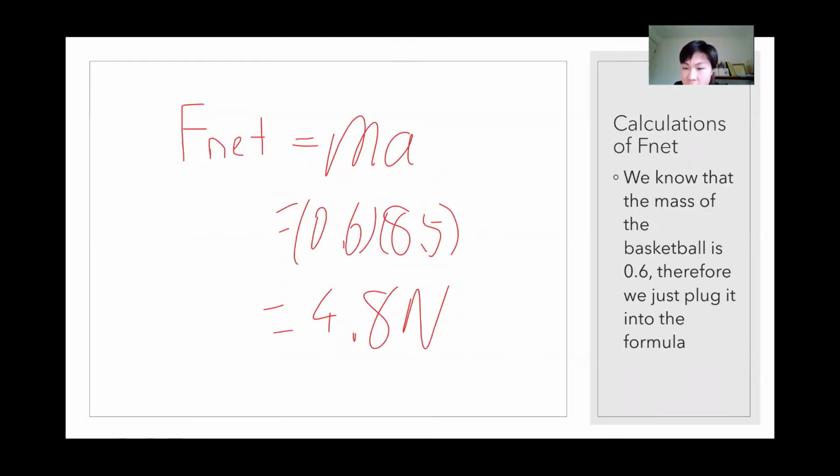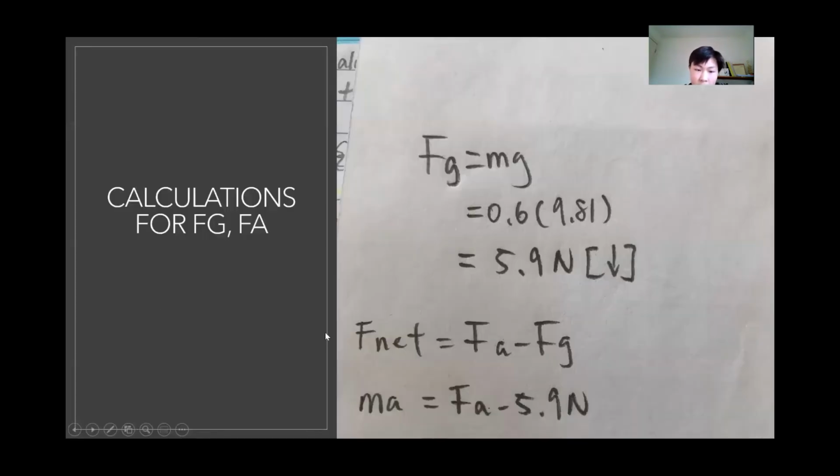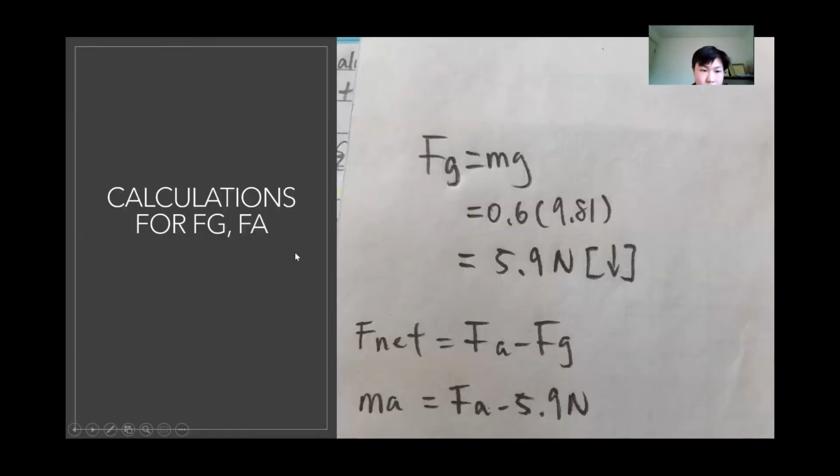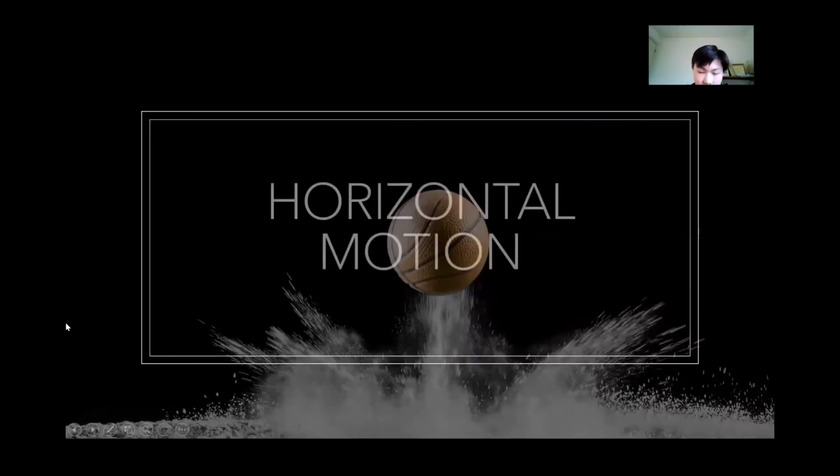So calculations of F net. We know that the mass of the basketball is around 0.6 kilograms. Therefore, we just plug it into the formula. We know that F net is equal to ma, which is mass times acceleration. Our mass is 0.6, which is our basketball, and our acceleration is 8.5, explained in the previous slide. And we get our net force of 4.8 newtons upwards. Sorry.